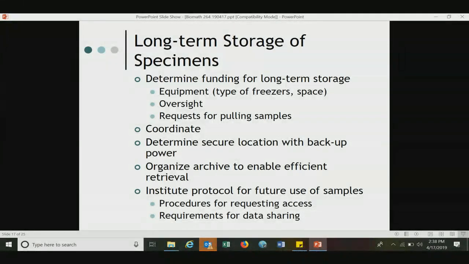And then put together a protocol for allowing future use of the samples. The IRB will ask this, and so you want to put together how will somebody request that they can use your samples, and what are the requirements for that data sharing.